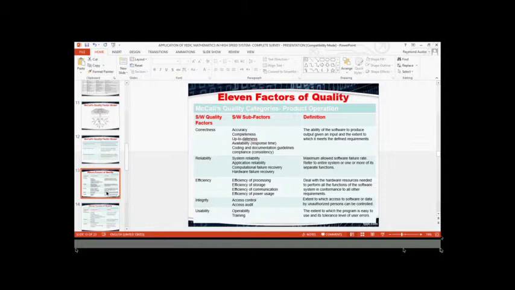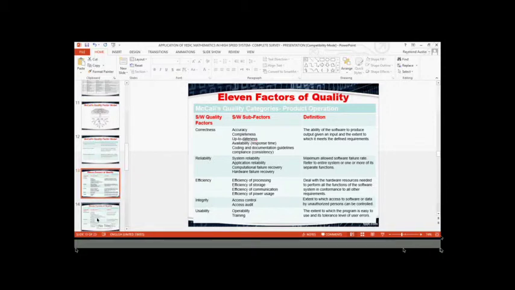Reliability, it is the most important thing in software. It's the maximum allowed software failure rates. It's related to the entire system or to separate functions, units, as you call it. Efficiency, it deals with hardware resources needed to perform the functions of the software, and it should conform to the requirements. Integrity is the extent to which access of software data by unauthorized persons can be controlled. Usability, the extent to which the program is easy to use and its tolerance level of user errors.